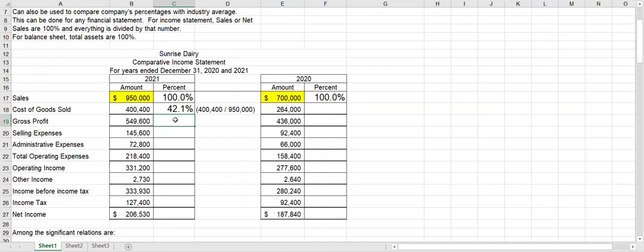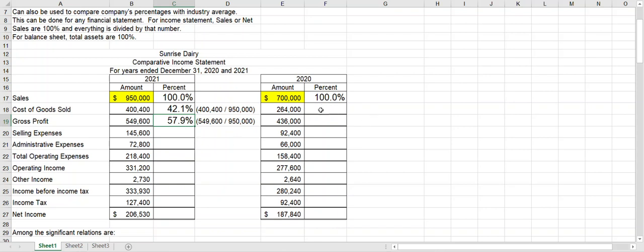Double check what Cengage asks you to do, but most homework assignments are going to ask you to take it to one decimal place. Okay, for gross profit, it's 549,600, and again, you divide by net sales of 950,000. Okay, so I'll do that here. I will take 549,600 divided by 950,000, and you get 57.9%. So you do the rest of the calculations the same way.